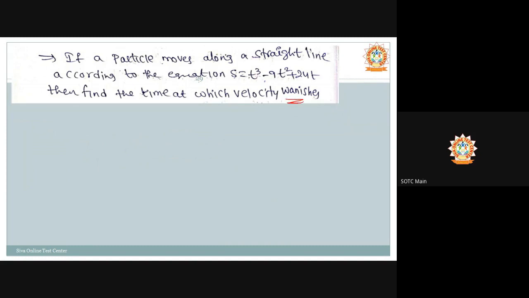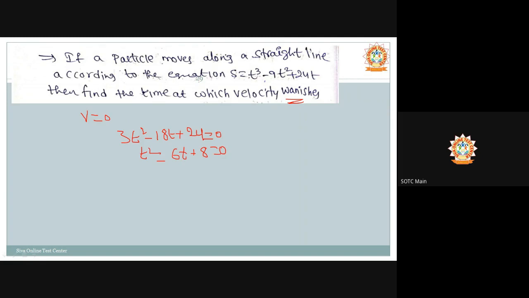Vanishes means it is almost zero, negligible, right? So here they are saying that v is equal to 0. So first tell me what is v from this distance equation. It will become 3t square minus 18t plus 24, so that is equal to 0, right? Now take 3 common for ease. Then it will come t square minus 6t plus 8, that is equal to 0.